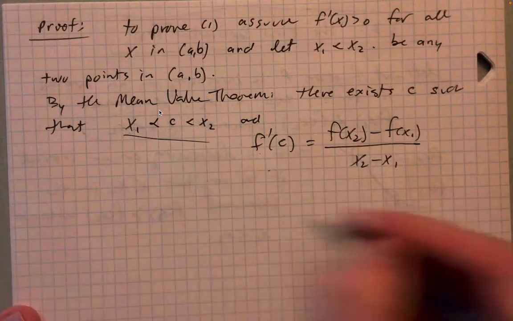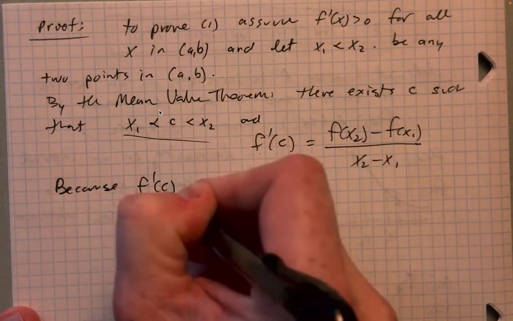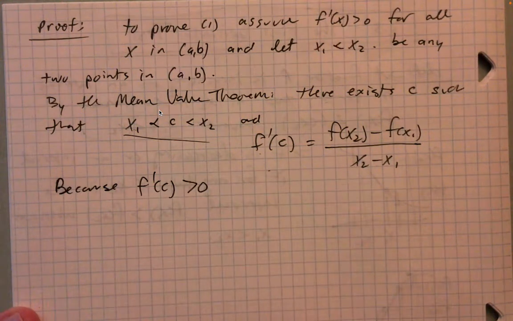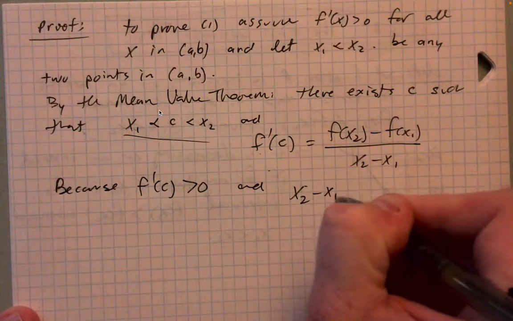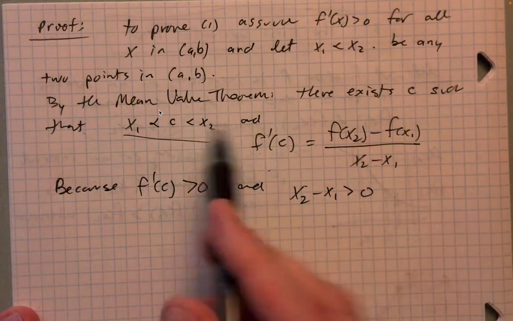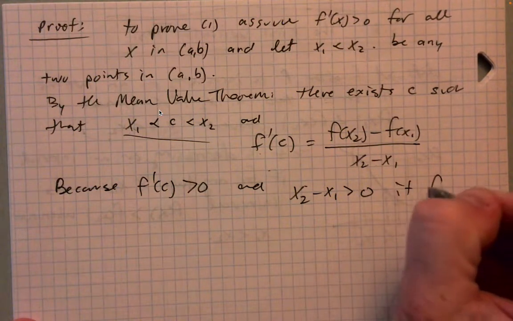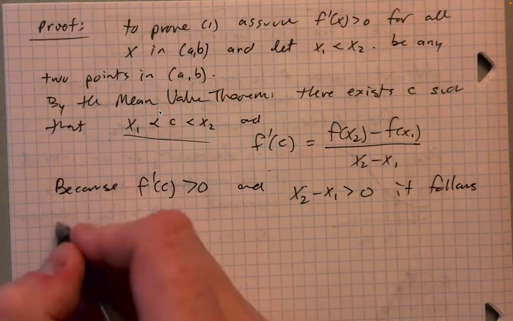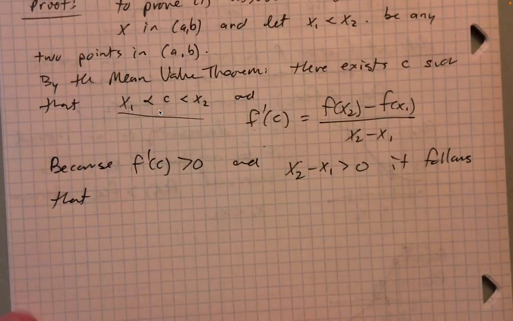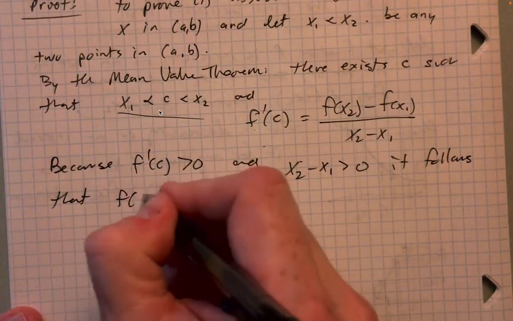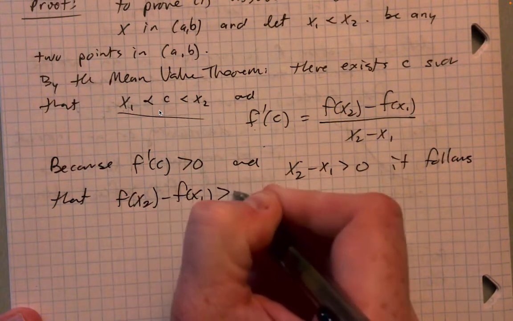Because f prime of c is greater than 0, and x2 minus x1 is clearly greater than 0, since x2 is larger than x1, it follows that f of x2 minus f of x1 is greater than 0 as well.